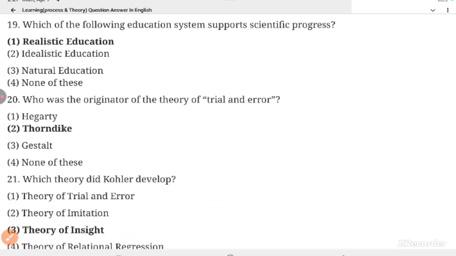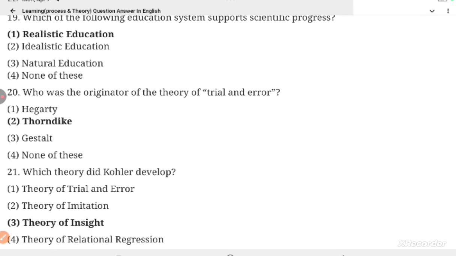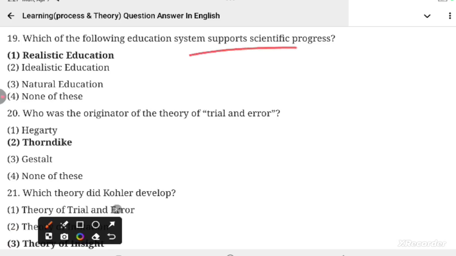Question 19. Which of the following education systems supports scientific progress? The options are realistic education, idealistic education, natural education. Correct option is realistic education. Realistic education system supports scientific progress.